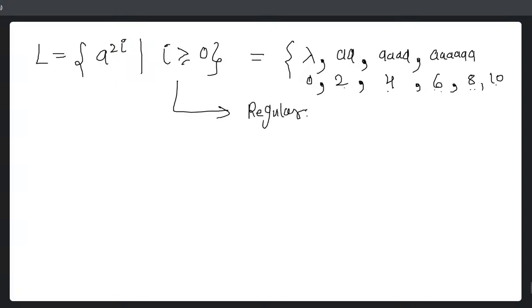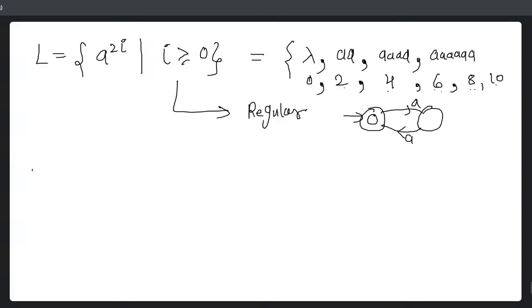This is regular because there is an even number of a's, and the common difference is 2, so you need to make a cycle of 2 to construct the automata. Let's see: the null string is accepted, a single A is rejected, double A is accepted, third A is rejected, fourth accepted, fifth rejected, sixth accepted. So all even numbers of A are accepted here. This is the finite automata, so here the loop of 2 is there.